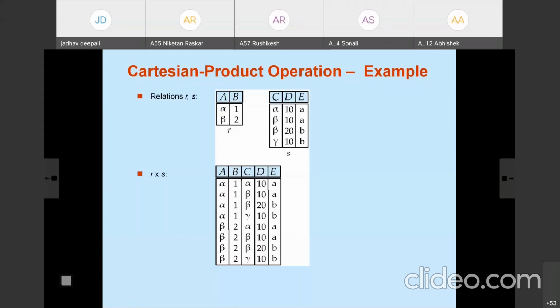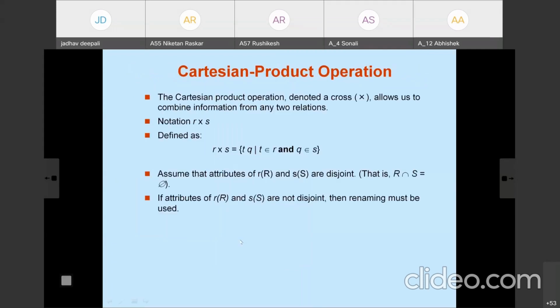Once you understand the Cartesian product in relational algebra, it is very easy to write SQL queries if there are multiple relations. So first try to understand what the relational algebra Cartesian product operation is. The Cartesian product operation is denoted by the cross. As we use the multiplication symbol in normal mathematical writing, we use cross as a multiplication symbol.